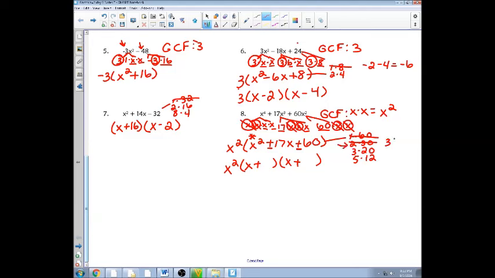So if I have positive 3 plus 20, will that give me 17? No, that's going to give me 23. That's not going to work, so 3 and 20 won't work. How about 5 plus 12? Will that give me 17? Yes, it will. So 5 and 12 is what I would use. And I have now factored that completely.